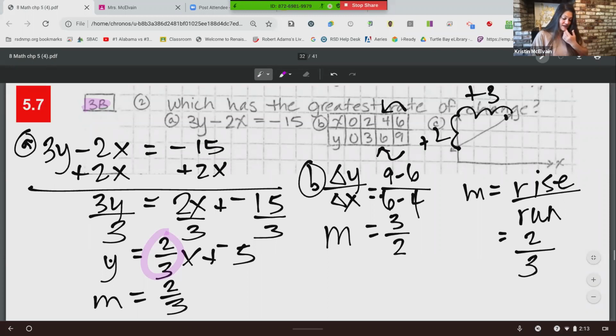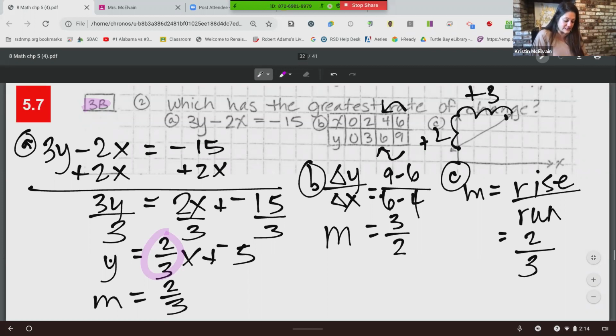All right, so we have A and C have the same slope, and then B is 3/2. So for 2/3, it's not a whole yet. It's still a fraction, it's still a portion. But 3/2, however, is 1.5. So that is our larger one.